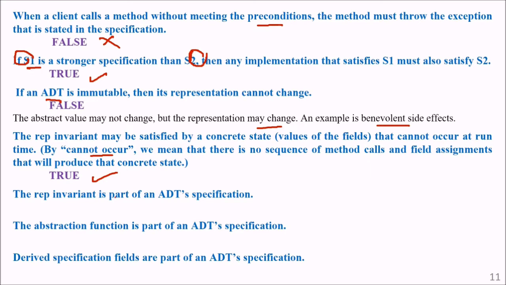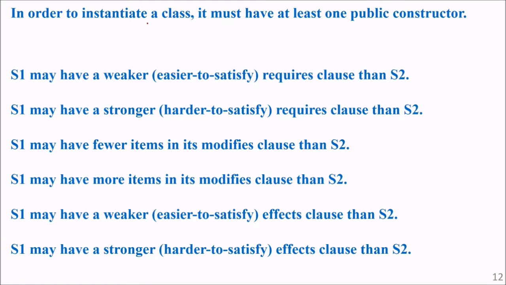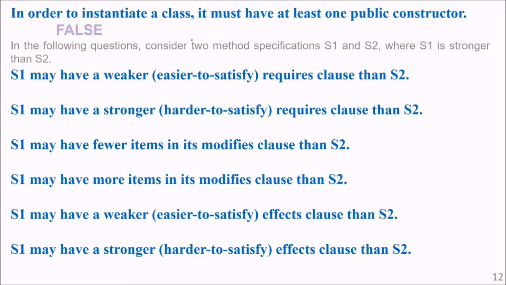The rep invariant is part of an ADT specification. True or false? False. The abstraction function is a part of an ADT specification. False. Derived specification fields are part of ADT specification. True. Derived specification fields are. In order to instantiate a class, it must have at least one public constructor. False.